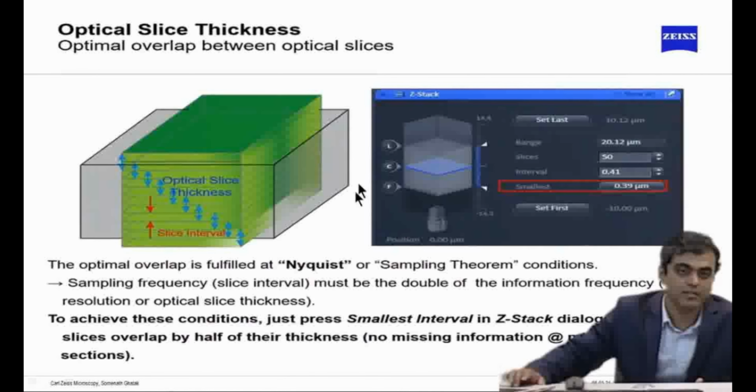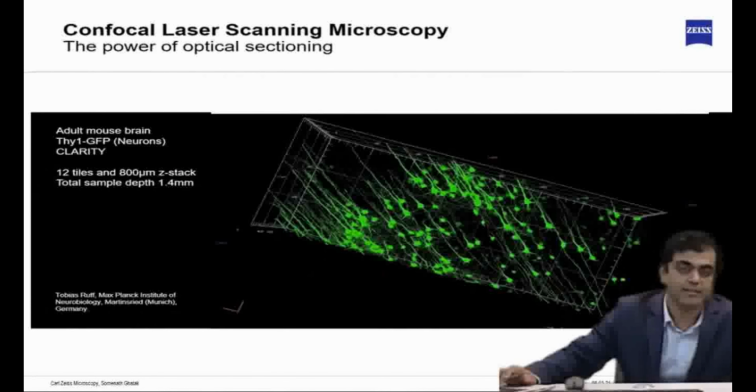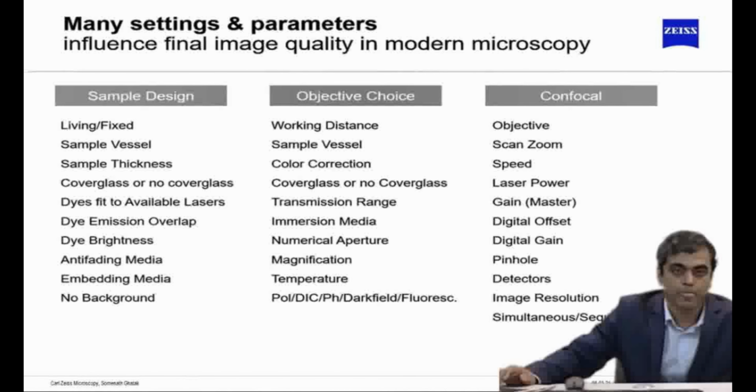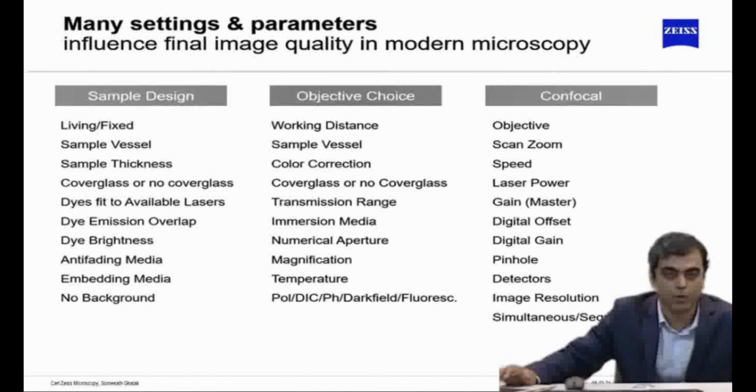And in this image, the slice intervals also can be decided. So based on the resolution, we can identify how many slices we can actually image with that interval for a range of 20.12 micron. Now, what is the advantage? This is an example of an adult mouse brain, and the neurons, you can see the clarity over the z-axis, and we can reconstruct it in the form of a 3D structure.